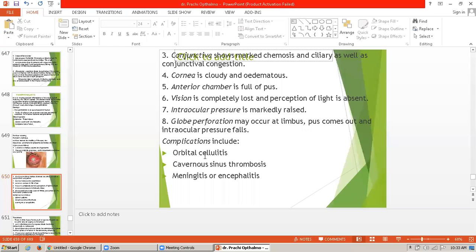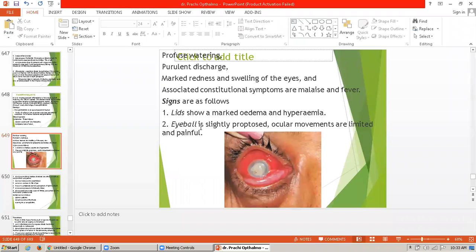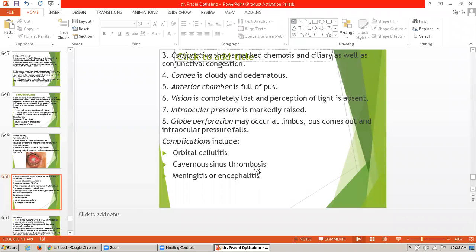Complications include orbital cellulitis, cavernous sinus thrombosis, and meningitis or encephalitis. So in panophthalmitis, the lids show edema and hyperemia, there is proptosis of the eyeball, and ocular movements are limited, painful, and weak.